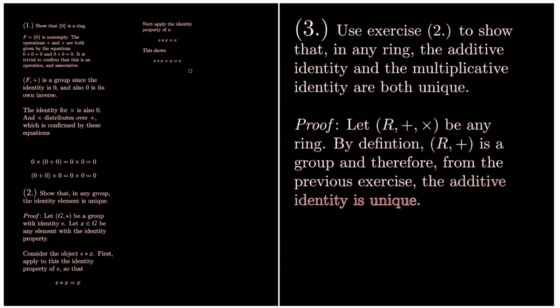Okay, let's move on to problem number 3, where we use what we just showed in problem number 2 to demonstrate that the identities in a ring, both the additive and the multiplicative identities, are unique. Now, when it comes to the additive identity, this is completely trivial because we know that when you restrict to the plus operation, you have a commutative group. The only thing that really matters there is that it is a group. We just proved that in any group, the identity is unique. So we know that in a ring, 0 must be unique as an immediate consequence of the previous problem.